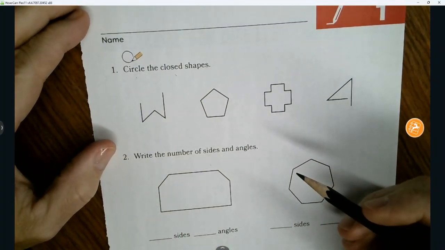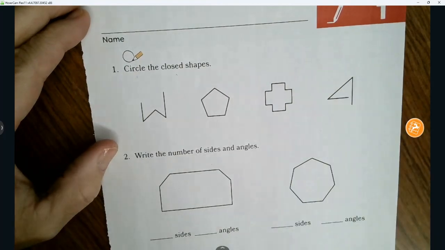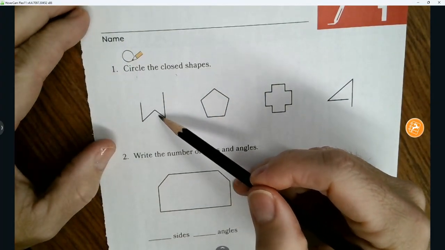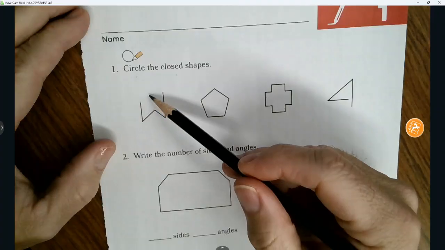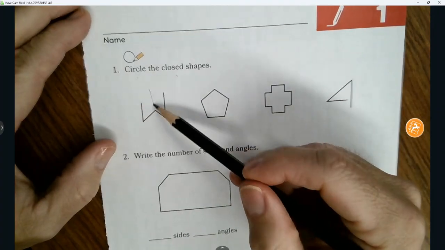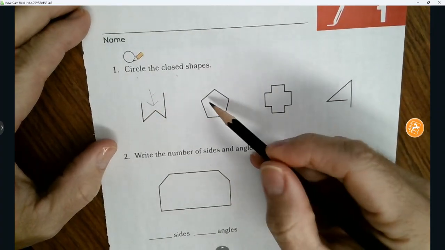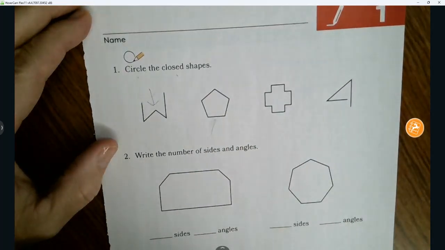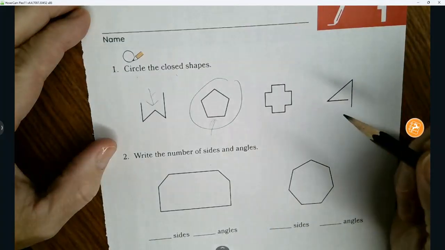Closed. That means that there's no way in. So what do I mean by closed? By no way in means if we look at this shape here, there's an opening right here. We can get in. If we look at this shape right here, there's no way in. Every side's closed. So this would be a closed shape.